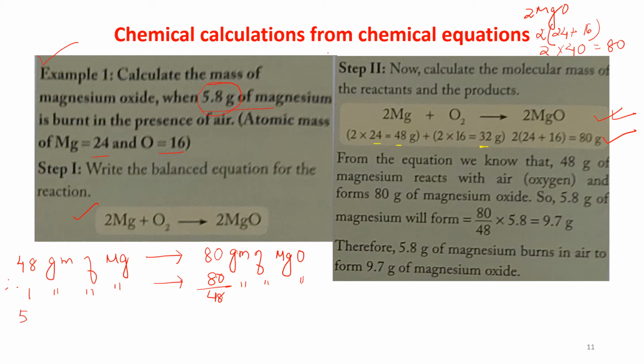So, 5.8 gram of magnesium is producing 80 by 48 into 5.8, which is equal to 9.7 gram of magnesium oxide. So when 5.8 gram of magnesium is burned in presence of air, we are getting 9.7 gram of magnesium oxide. Am I clear to you, children?